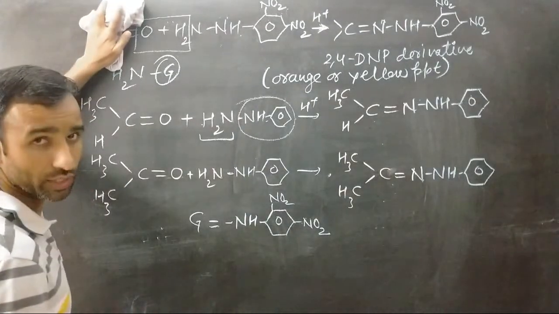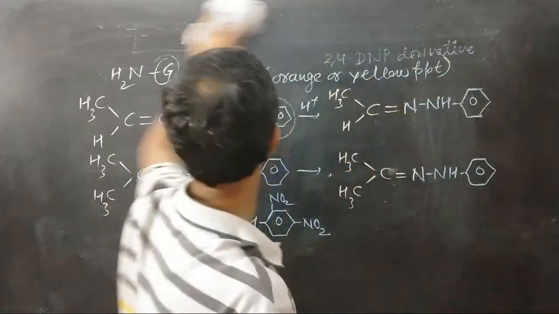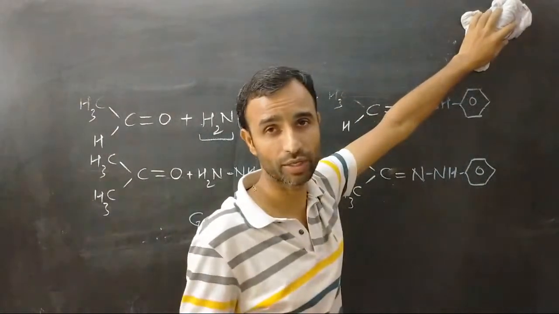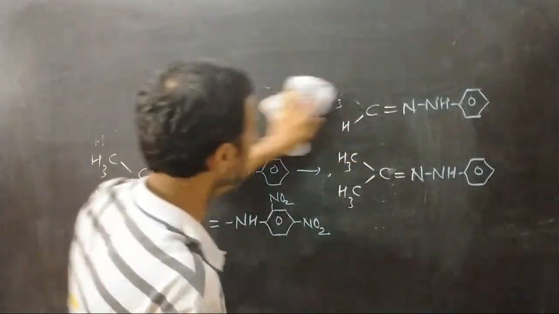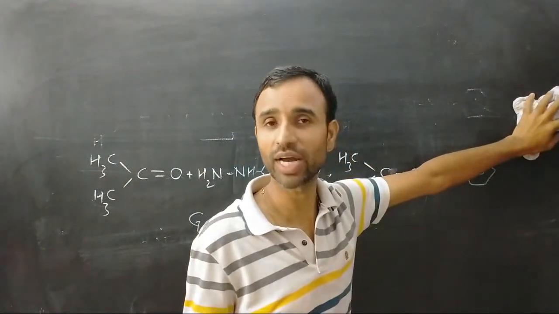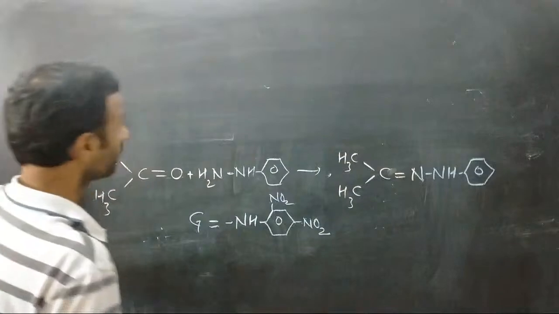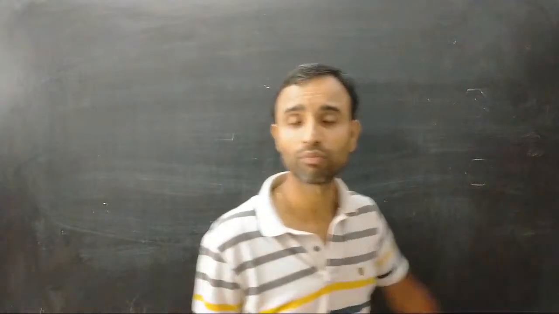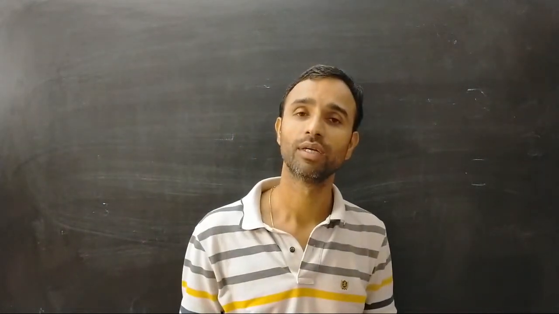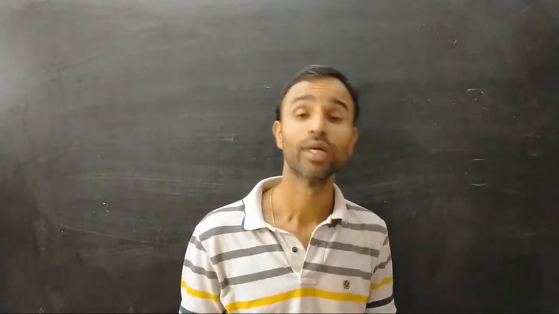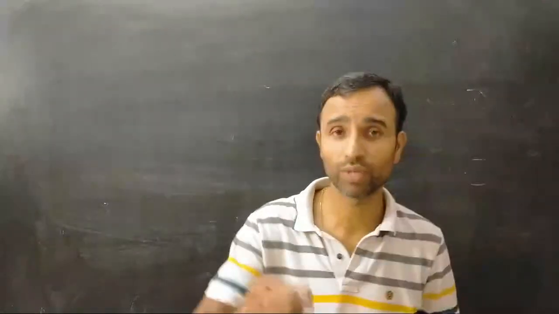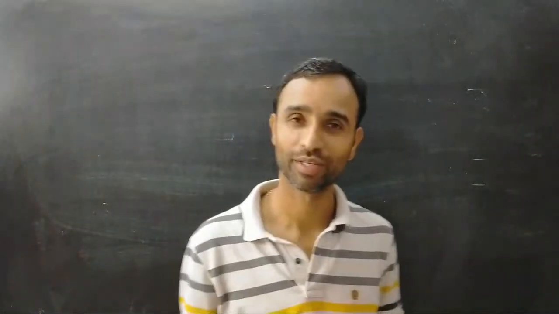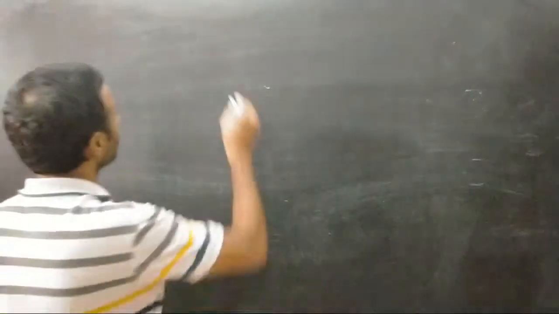This part is important, the first thing. The second very important part is naming. If it is hydrazine, the derivative formed is hydrazone. If it is hydroxylamine, the derivative formed is oxime. If it is phenylhydrazine, the compound formed is phenylhydrazone. If it is 2,4-dinitrophenylhydrazine, the compound formed is 2,4-dinitrophenylhydrazone. Right? Then now semicarbazide.